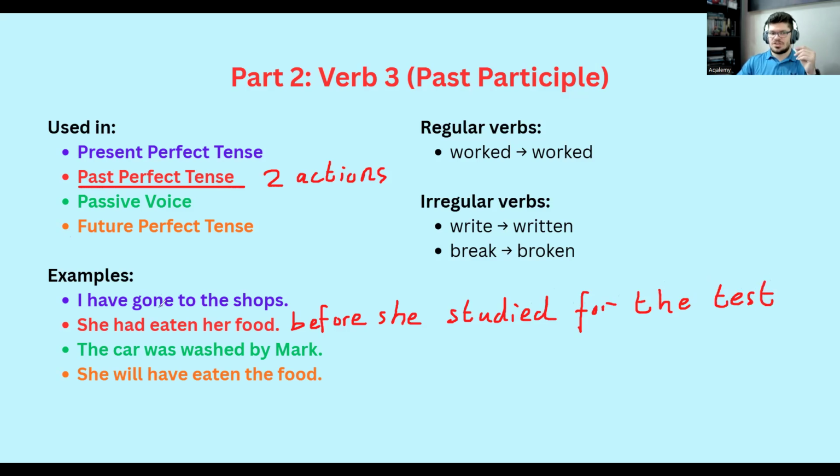So in this situation, eaten is the first verb, finished in the past. And then study becomes the second action in the past. So this one is not easy. She had eaten her food before she studied for the test. Eaten, action first. She completes the food and then she studied for the test. These are all actions in the past. Everything is in the past.